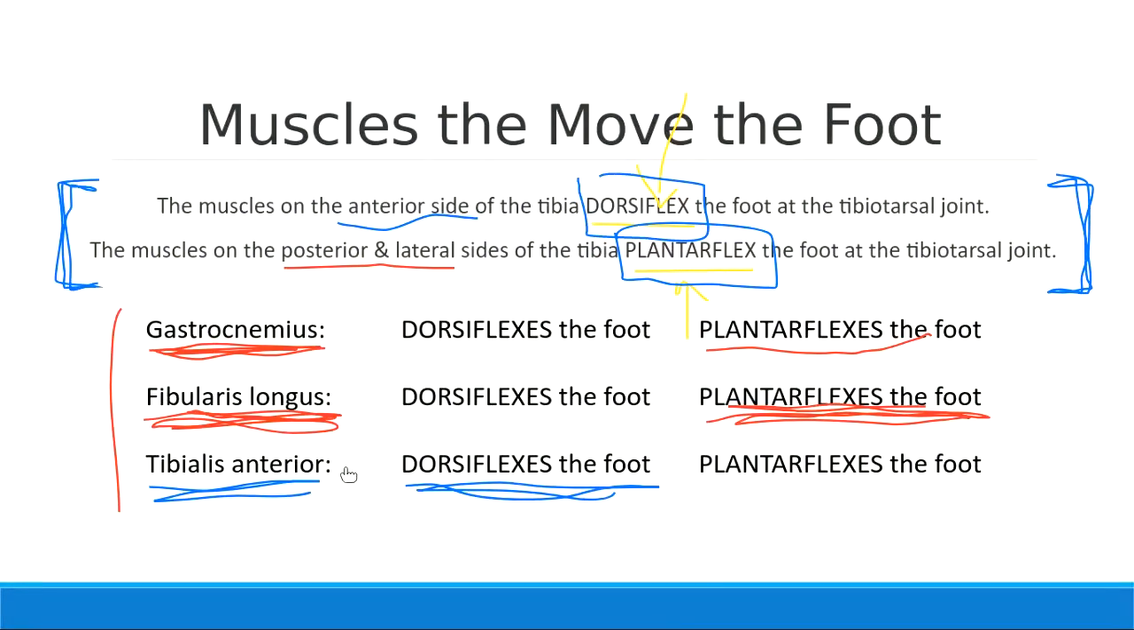Here, let's go sideways. I got a muscle that lives up here. When the muscle that lives up here contracts, it makes the tibia go straight. Making the tibia go straight, that is the process of extension.